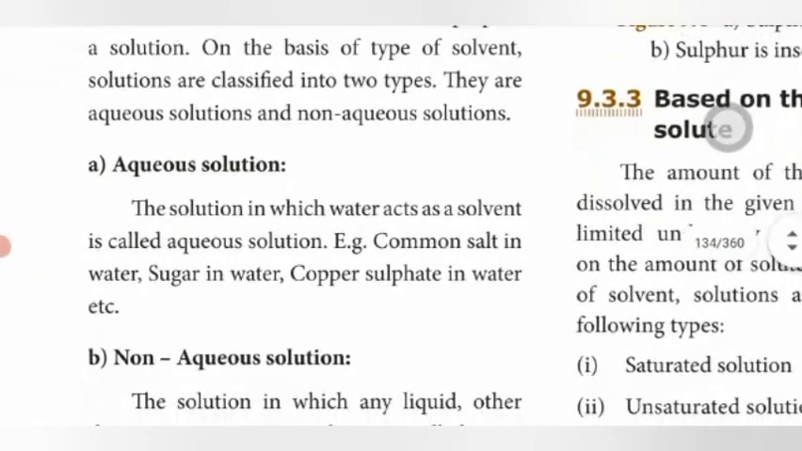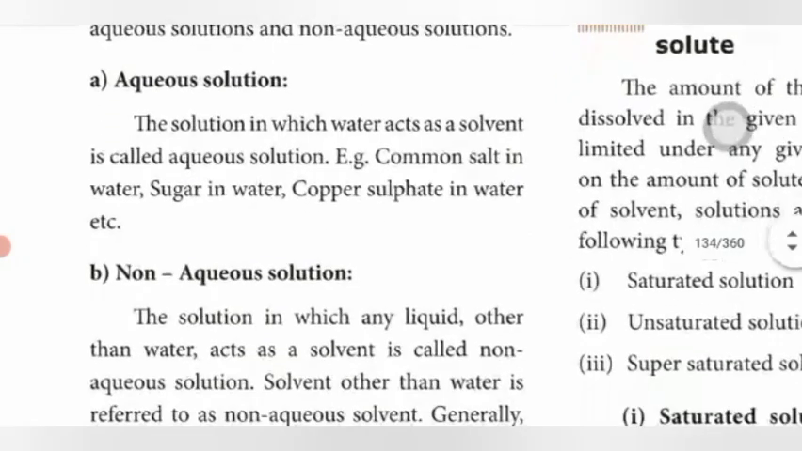Let's see aqueous solution. What is aqueous solution? The solution in which water acts as a solvent is called aqueous solution. Here the solid particle is dissolved in the solvent, and the solvent is water. Example, common salt in water, sugar in water, copper sulfate in water. These are examples of aqueous solution. So, when water acts as a solvent, this type of solution is called aqueous solution.